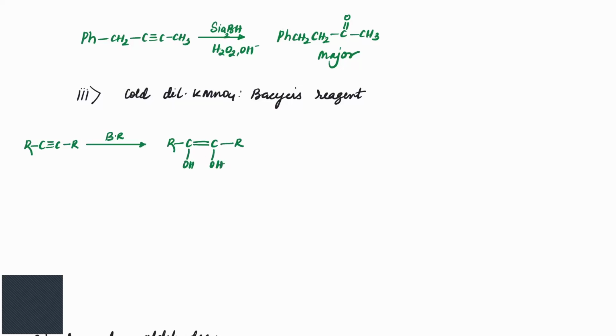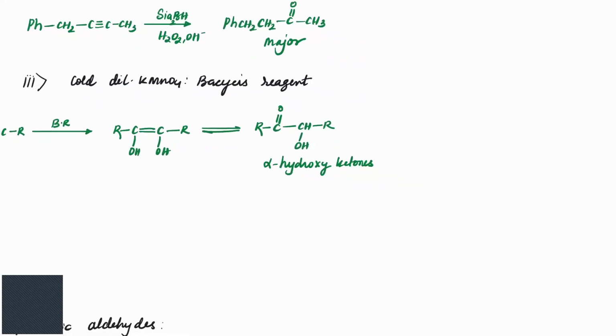So this is hydroxylation. You know what Bayer's reagent does? It gives a syn addition. So after this syn addition, it will undergo tautomerism to convert into R C double bond O. On one side, you'll have an alcohol form, OH and R. So what we are getting here is alpha hydroxy ketones. So this is where we'll end it.